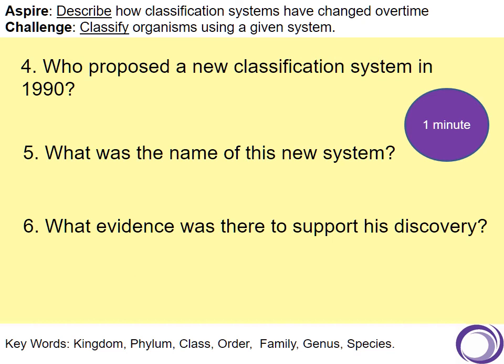Okay, question four then. Who proposed a new classification system more recently in 1990? What was the name of this system and what evidence was there to support this discovery? 1 minute again, starting now.